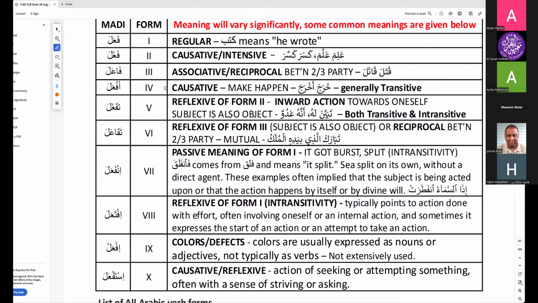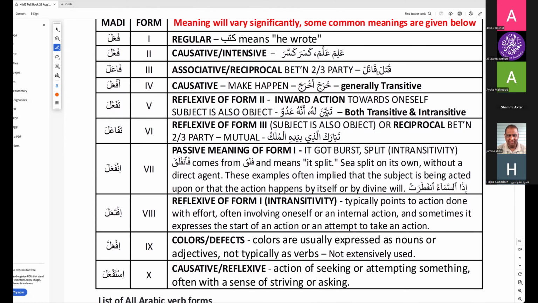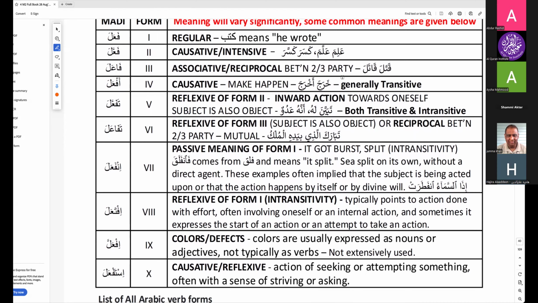Next, verb form 3, fa'ala, associative, reciprocal between two to three parties. Kataba, then qatala. Af'ala, form 4, positive, makes happen. Kharaja, then akhraja. Generally intransitive, okay?